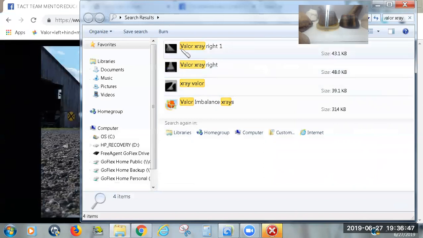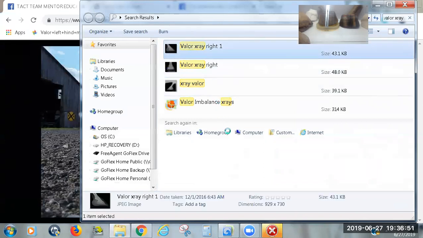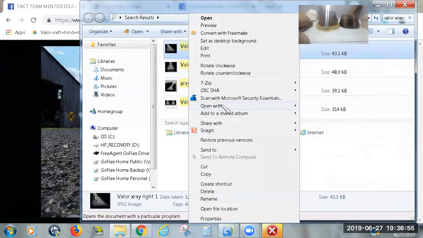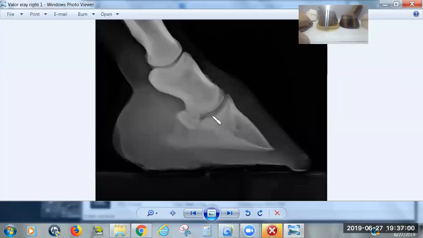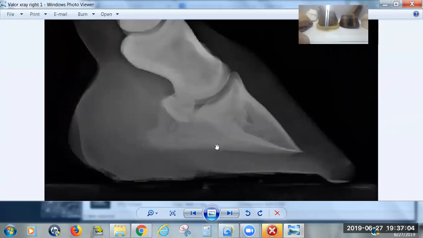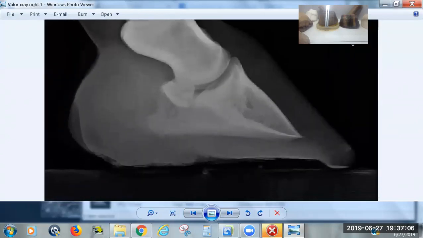Valor X-ray. There we go. Why do these horses get ski tips? See? Valor has it too. See there? Yeah, a little one.